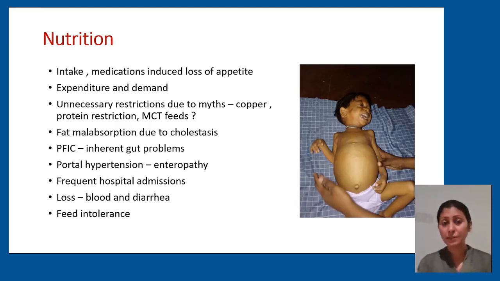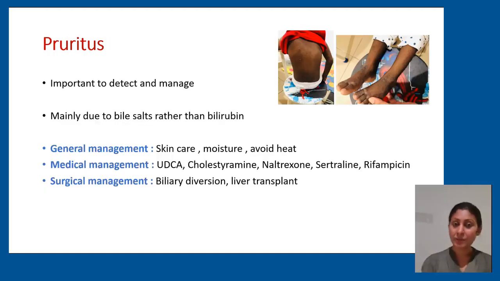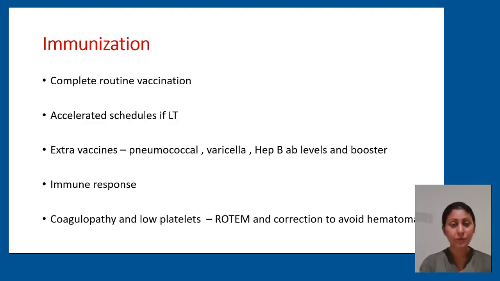And extra vaccines are important, like pneumococcal vaccine, because pneumococcus is a common organism which would cause spontaneous bacterial peritonitis. And if you are planning for transplant, it's very important you give varicella if possible, and check the hepatitis B antibody levels and give a booster. Immune response which is generated might not be the optimal, but still you have to give the vaccines as usual.